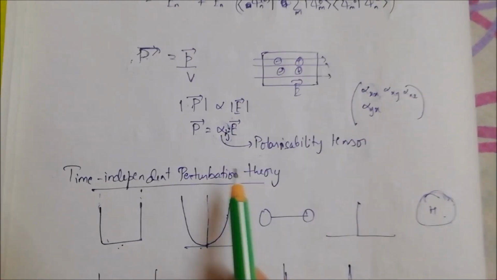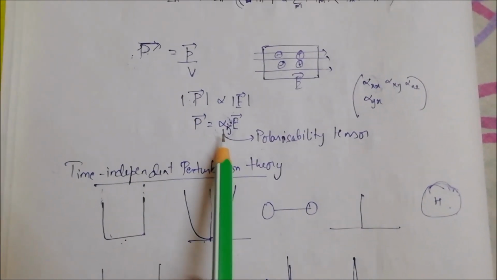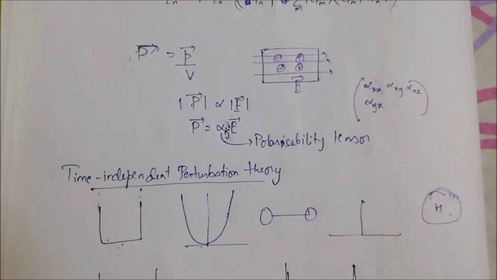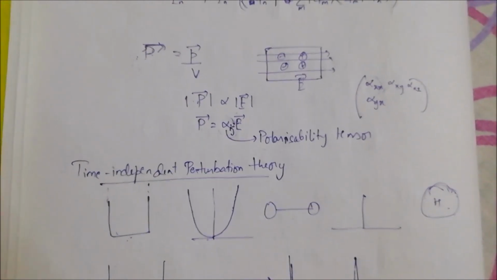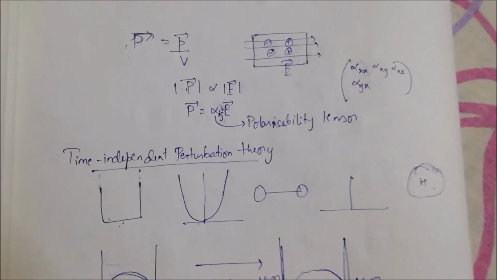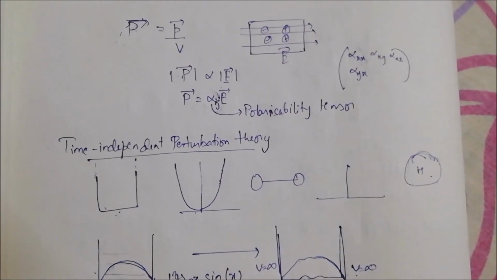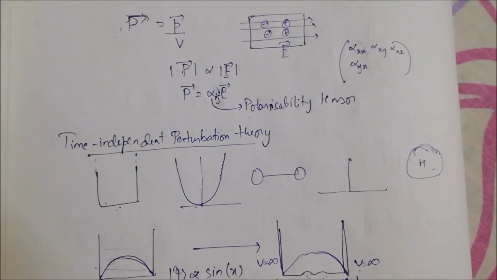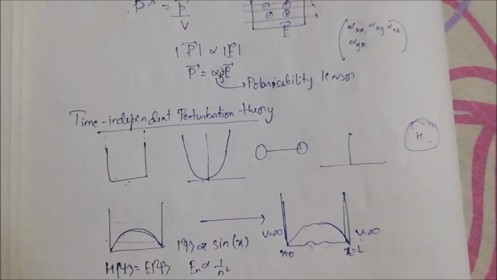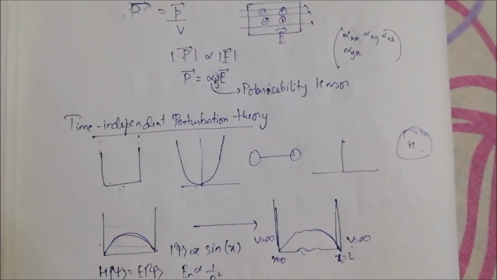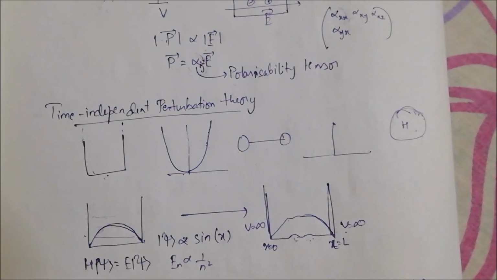That means we don't know what the mathematical expression for alpha ij is, and to see what that looks like, we first need to study some basic theories. First, we are going to study time independent perturbation theory.